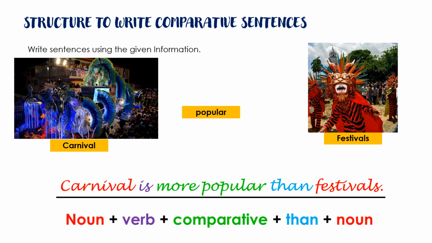Carnival is more popular than festivals. Here we have our two nouns. We have our verb be. We have the comparative form of the word popular. We have the word than, and of course the second noun, festivals.